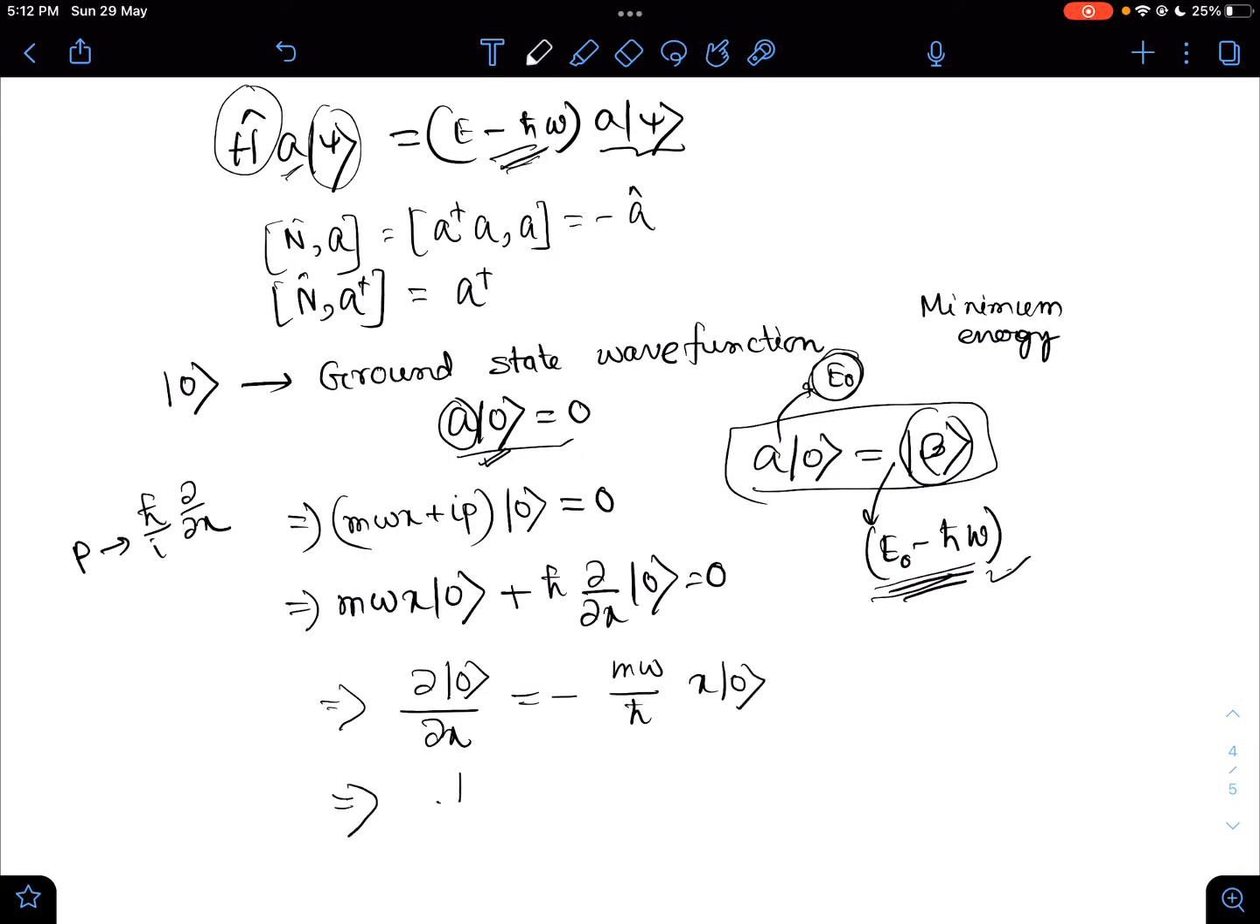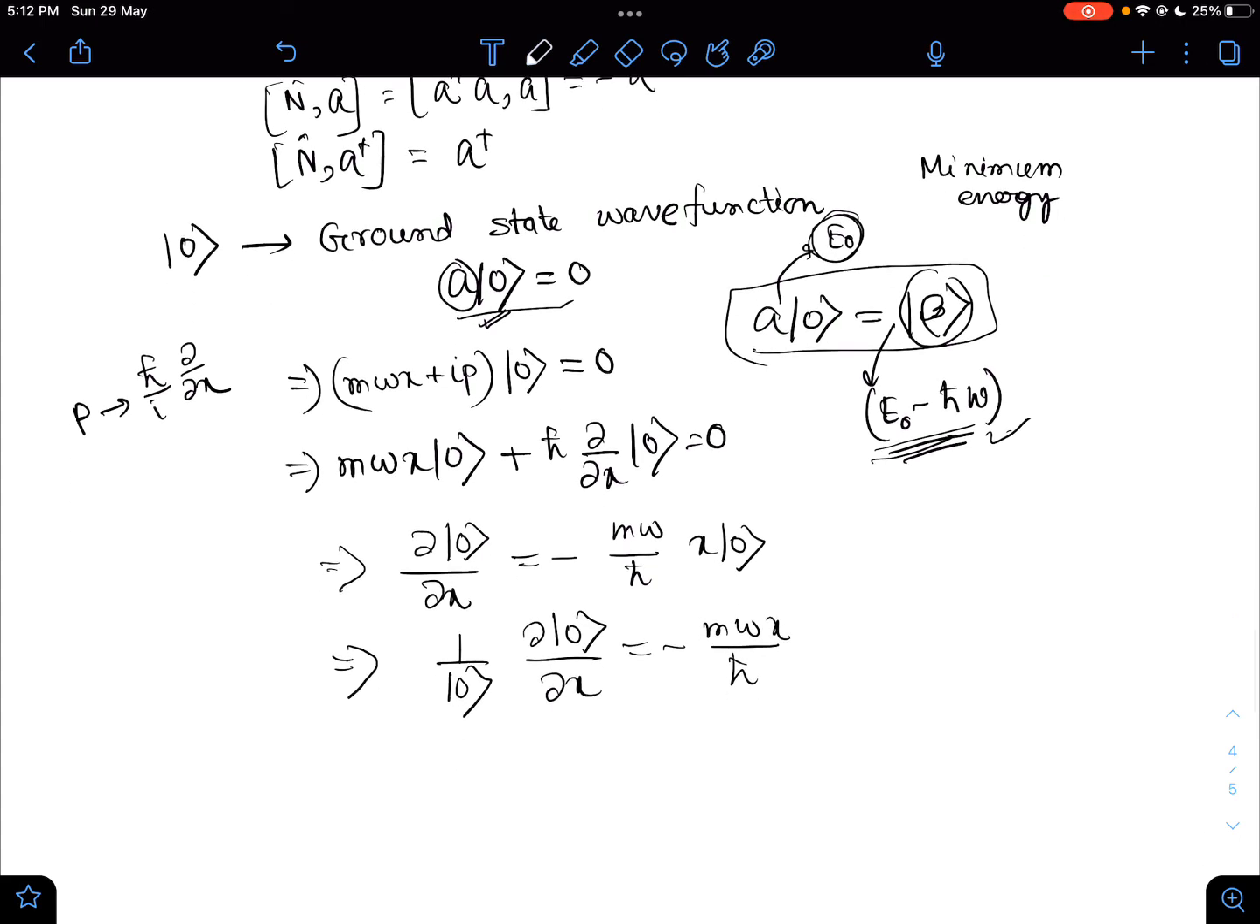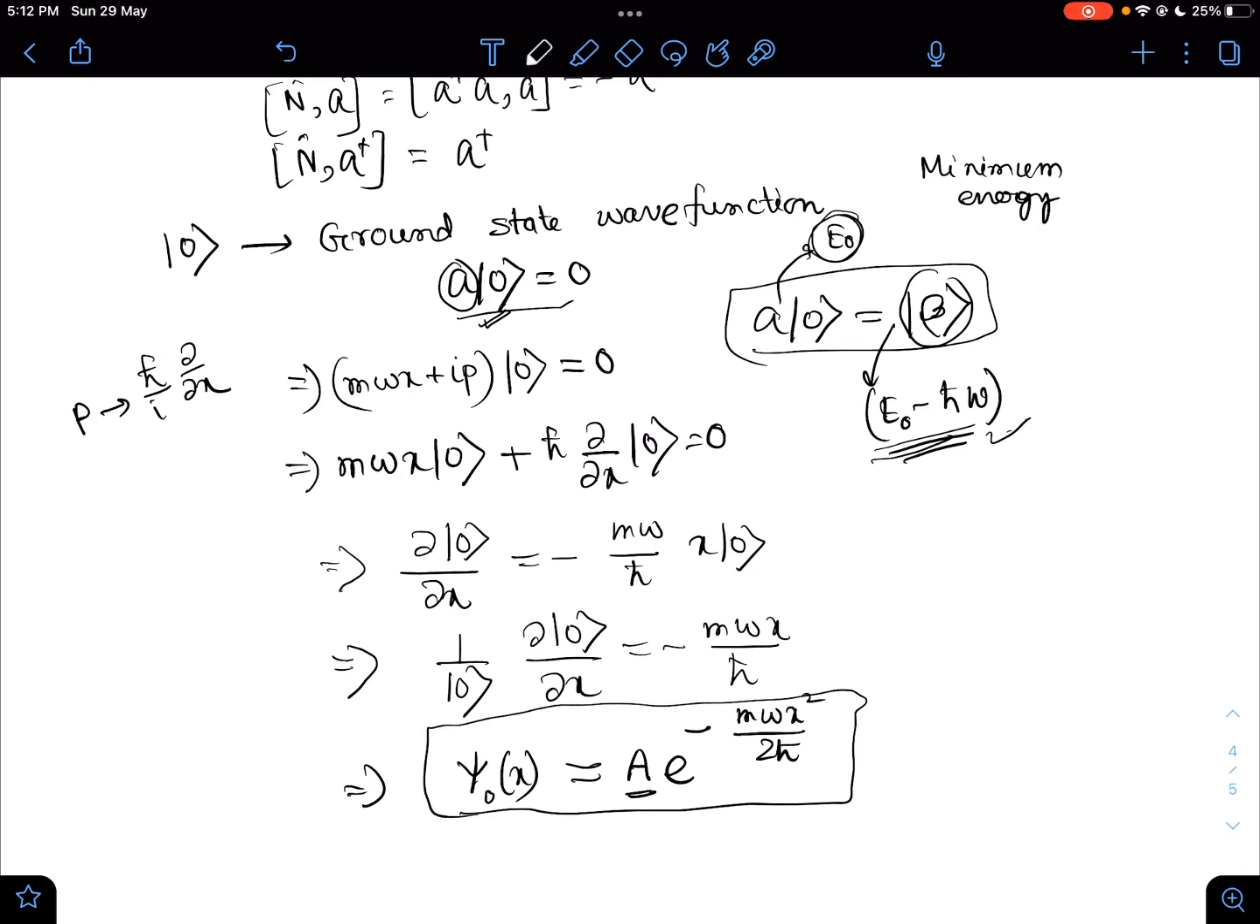So we have 1 by psi 0 del x psi 0, and this will give us minus mωx by ħ. If we do the integration, we get ln psi 0. Since this is in position basis, let us denote it by psi 0 of x. So psi 0 of x will be A, our integration constant, times e to the power minus mωx squared by 2ħ. So this is our ground state wave function of the harmonic oscillator in position basis.